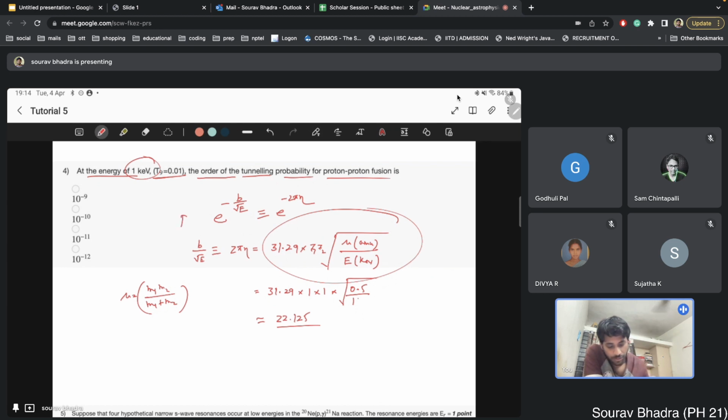Not e to the power minus 2 pi eta, but the probability is proportional to e to the power minus 2 pi eta. So the probability is proportional to e to the power minus 22.125. That is 2.46 into 10 to the power minus 10. So this is the probability of tunneling of the proton-proton reaction.